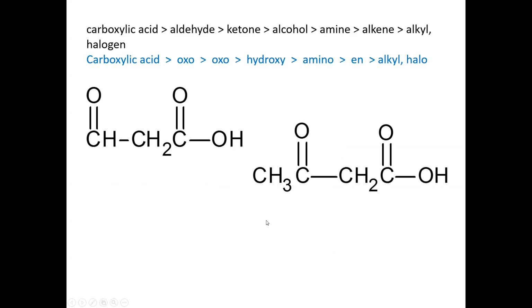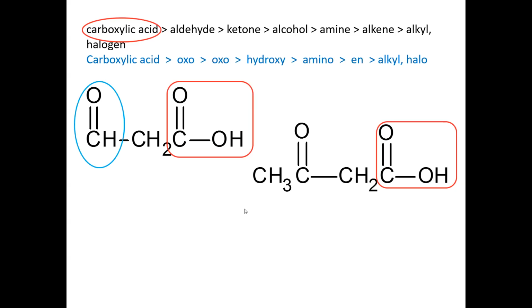So here finally, just in case you were interested, it's highly unlikely you'll get this in the exam, but what happens if you have a ketone or an aldehyde? How do you know what they are if they're both oxo? So here's an example. They've got a carboxylic acid and there's an aldehyde and there's the ketone. And the aldehyde and ketone gets trumped by the carboxylic acid.